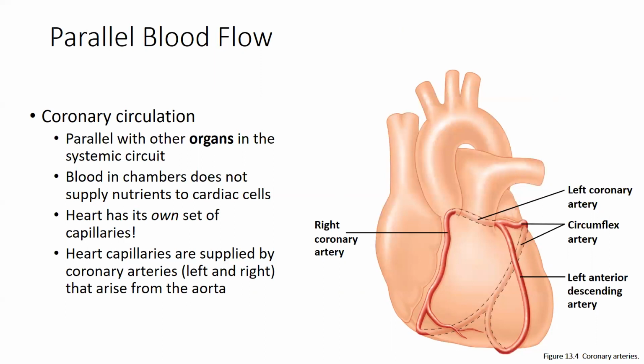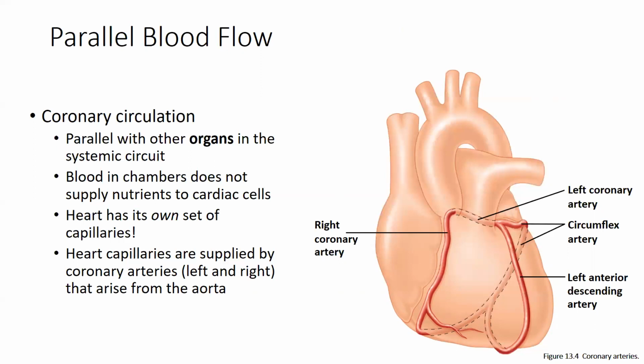All right, so as we talked about parallel flow, it's important for us to distinguish the blood supply of the heart itself, okay? It's going to be tempting or easy to think that because blood is flowing through the chambers of the heart, the heart will get oxygen from that blood, all right? That's not true. That's an incorrect assumption, all right?